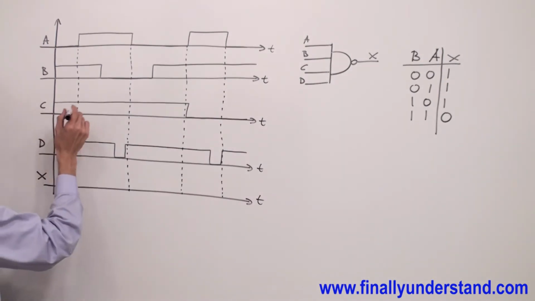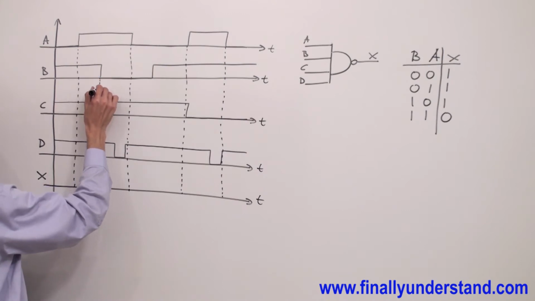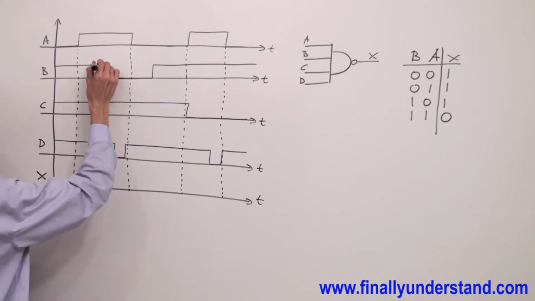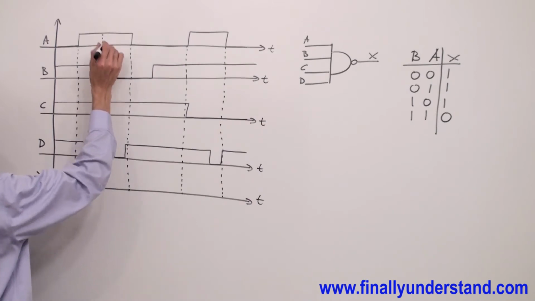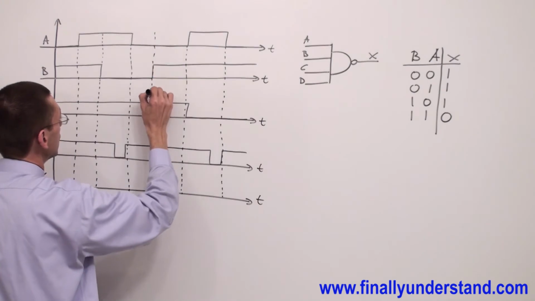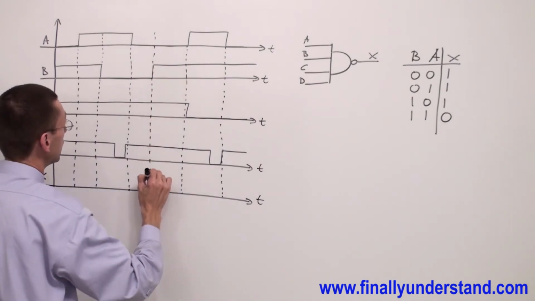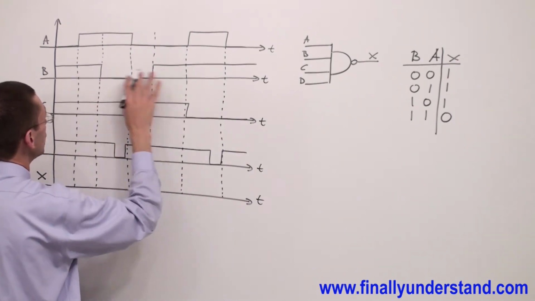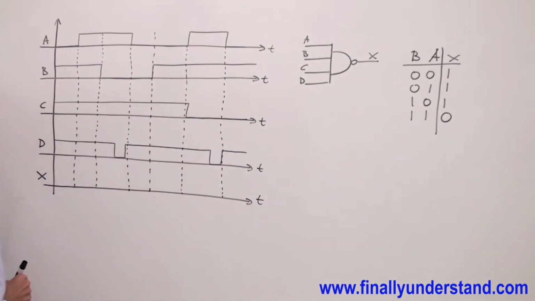Let's take a look at B. I have a transition over here. Remember, you have to go down and then you're supposed to go up. We have another transition over here from low to high, and I can say I'm finished with waveform B.